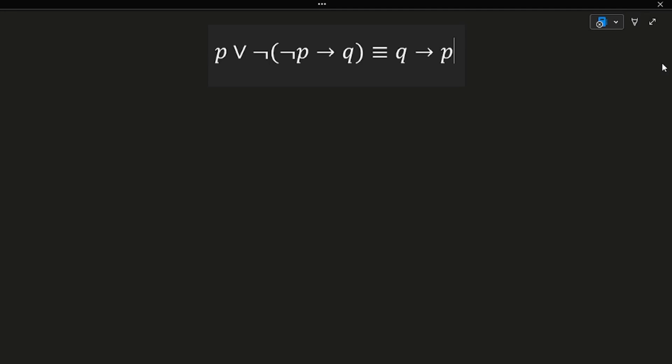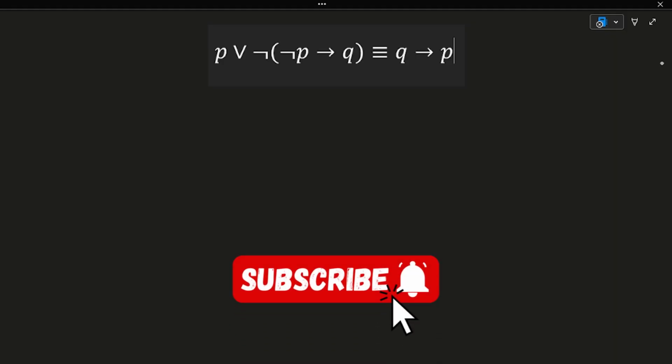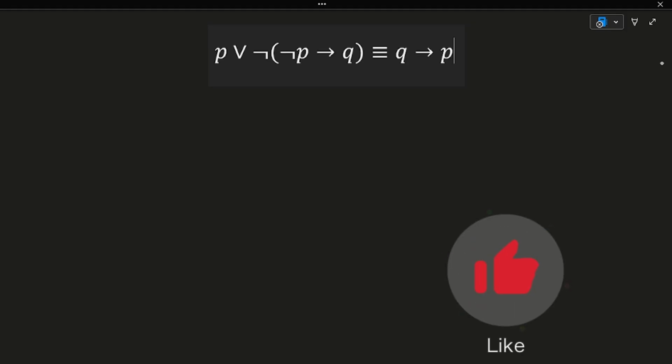Welcome again, guys. In this video we are trying to prove this logical expression. So we're trying to prove that P or (not (not P implies Q)) is logically equivalent to Q implies P rather. So we're trying to prove that what is on the left hand side is logically equivalent to what is on the right hand side.